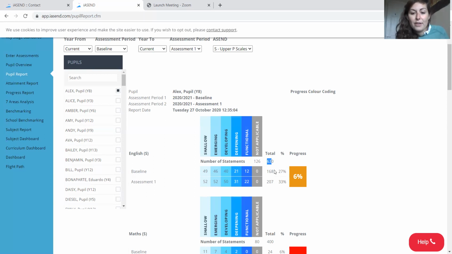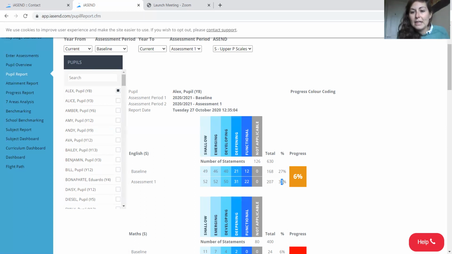You can see here that by assessment point 1, he achieves 207 points. This is then converted into percentages of how much they've achieved within that curriculum. So you can see that he's achieved 27%, and then 33%. To work out that progress, they literally take one percentage away from the other. So in this scenario, the child achieved 6% progress.